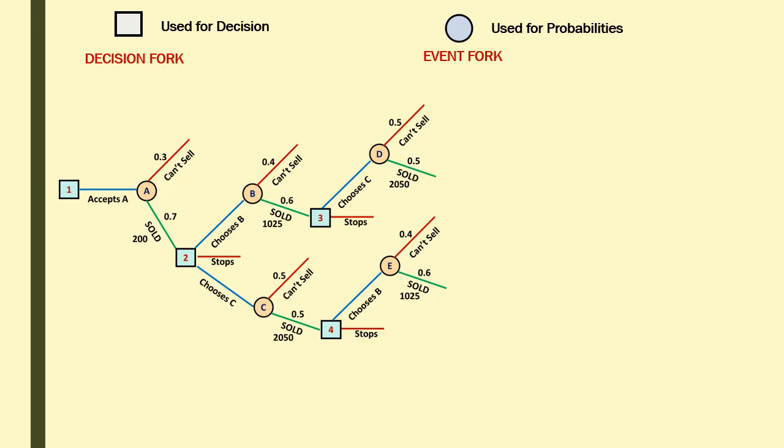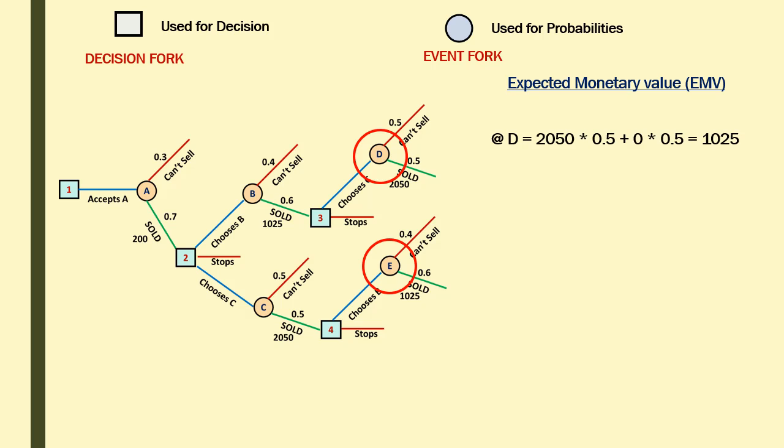The next step is to choose the right decision through expected monetary value. To calculate the EMV, we have to do the calculation from last to first. Here the last events are D and E. The EMV is calculated by applying the probability of success. So for event D, the EMV is profit 2050 into 0.5, which is equal to 1025. For event E, it is profit 1025 into 0.6, which is equal to 615.